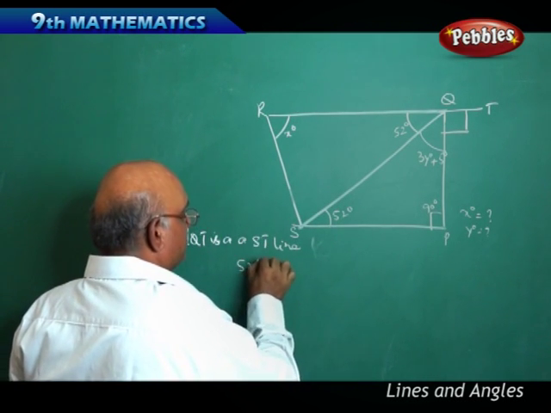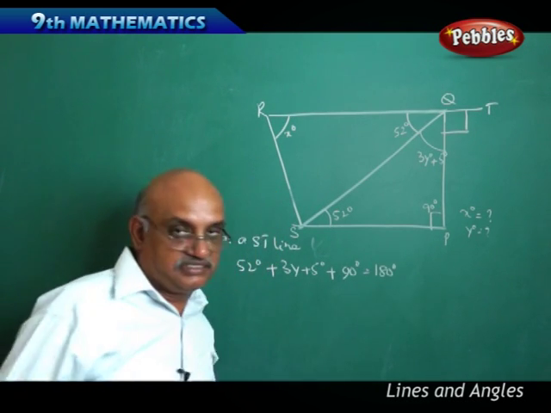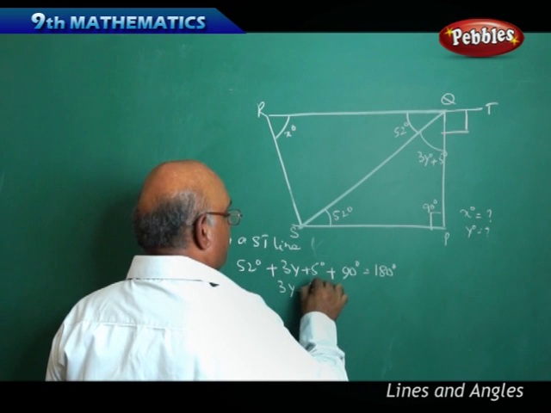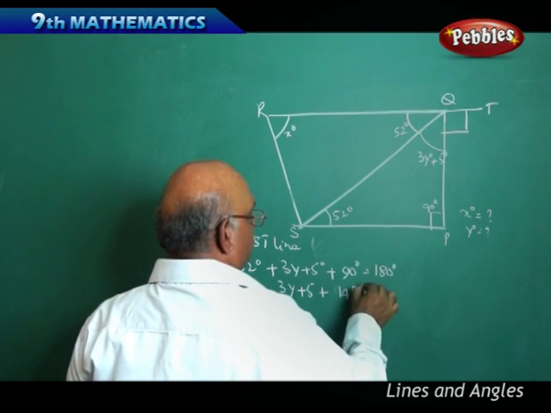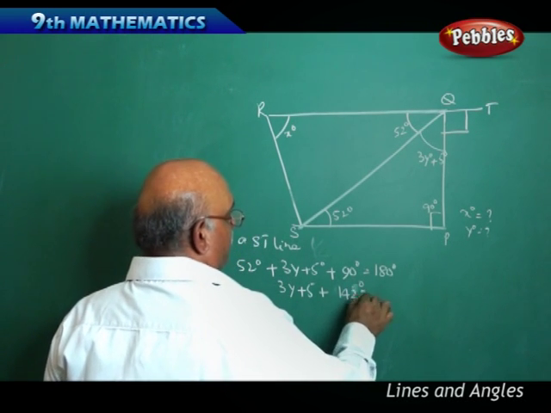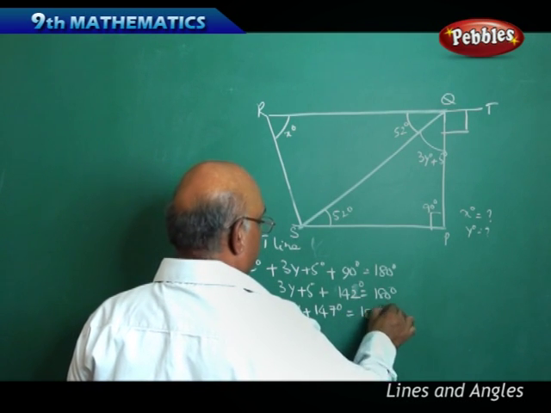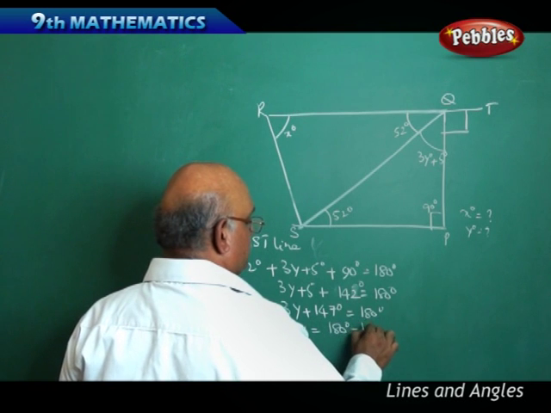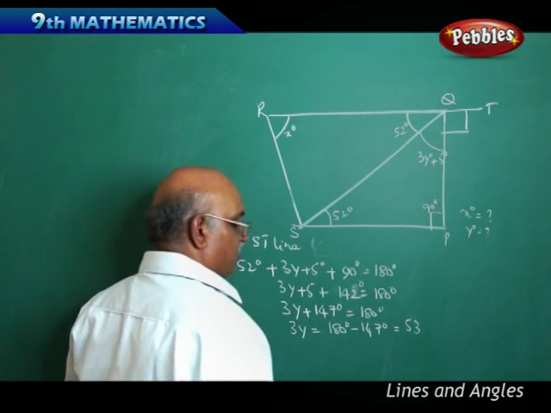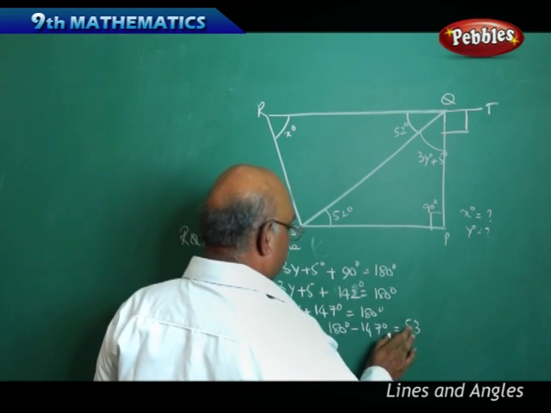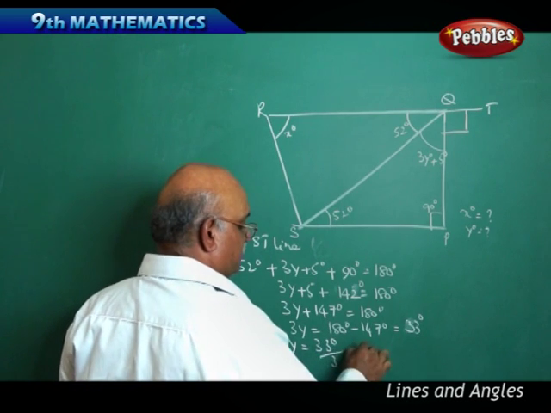Then 52 degrees plus 3y plus 5 degrees plus 90 degrees is equal to 180 degrees, since it is a straight line. Therefore, 3y plus 147 degrees is equal to 180 degrees. Therefore, 3y is equal to 180 degrees minus 147, which gives you 33 degrees. Now you can take y is equal to 33 degrees divided by 3, which is equal to 11 degrees.